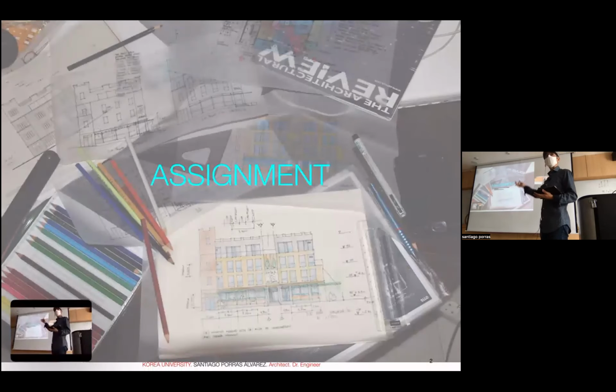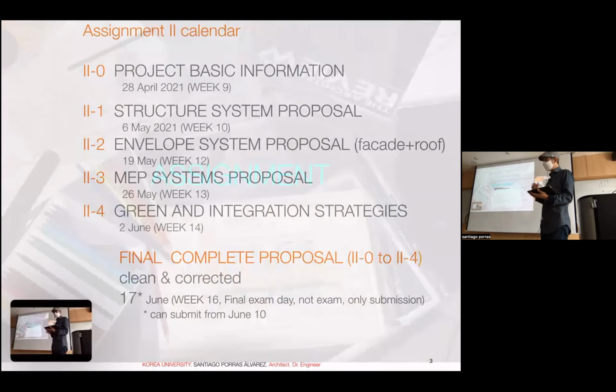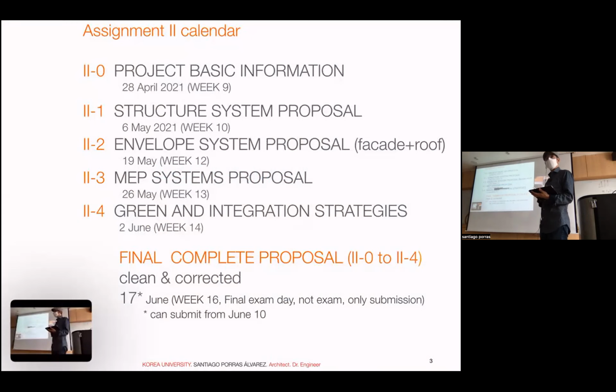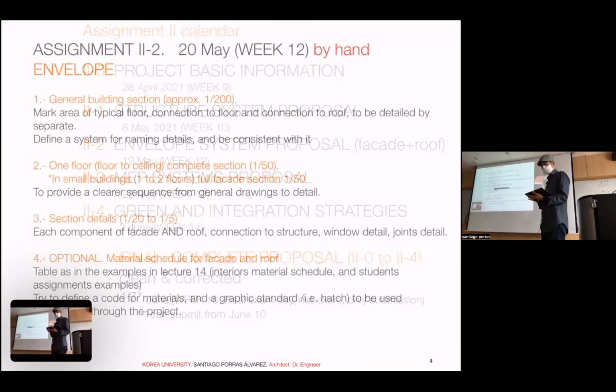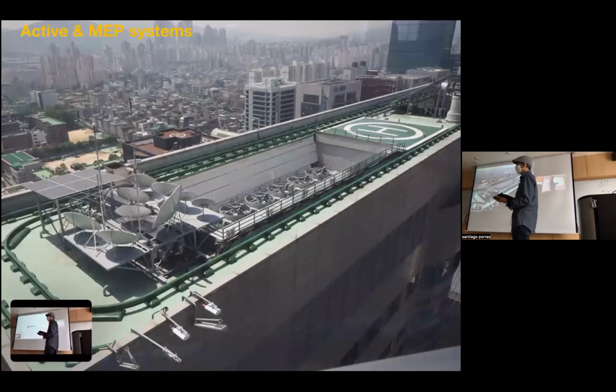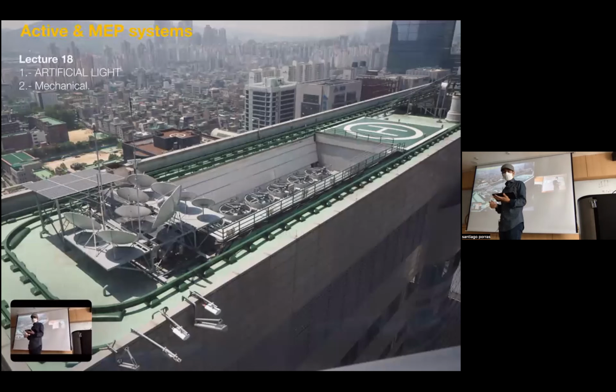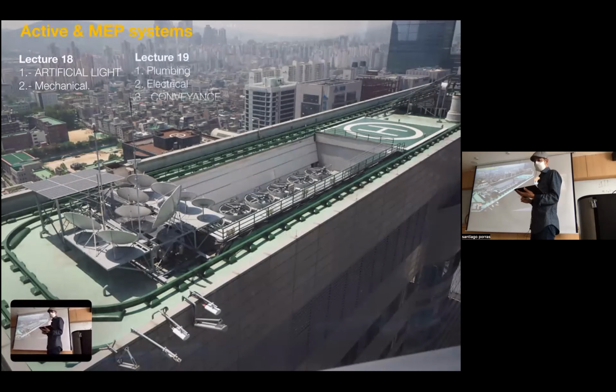Just a reminder, I will not repeat, but as many people miss it, remember next week we have to submit envelope systems, and this is the guidelines. Right. So the plan, as we said, is the artificial light and mechanical systems, and next week we will see, hopefully in one session, plumbing, electrical, conveyance, and safety.